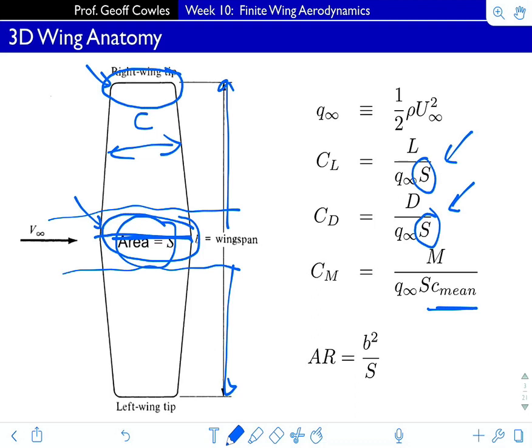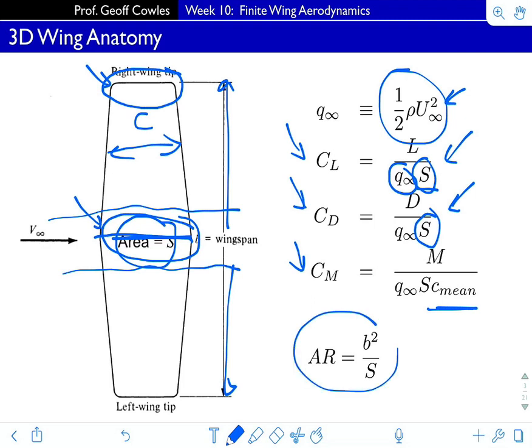So again, these are the lift, drag, and moment coefficients for the 3D wing. You have your dynamic pressure, 1/2 rho u infinity squared. This is the free stream velocity, and you have your reference area, which is the planform area of the wing. The other key metric, which will come up a lot when we're looking at 3D wings and how well they function, is the aspect ratio. Here defined as the span squared divided by the planform area. If it's a rectangular wing, this is simply b over c, where c is the chord.